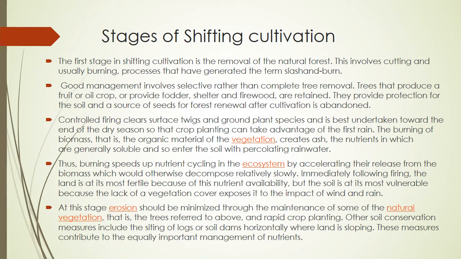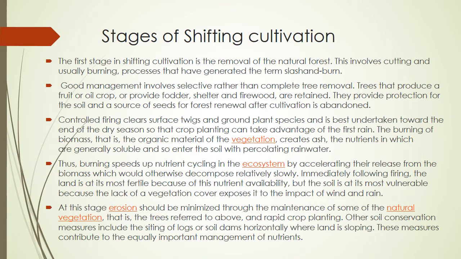Good management involves selective rather than complete tree removal. Trees that produce a fruit or oil crop or provide fodder and shelter as well as firewood are retained. They provide protection for the soil and a source of seed for forest renewal after cultivation is abandoned. So they select the trees during the removal. The useful trees like fruit, oil crop or fodder crops, and shelter which provides firewood are retained. They are not cut down, and the rest of the trees are cut down.